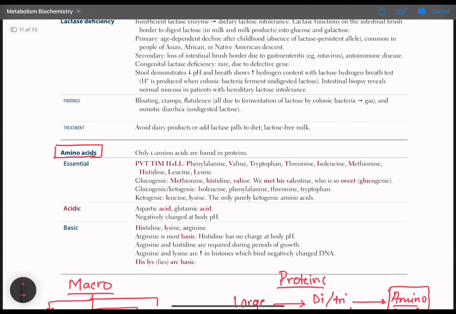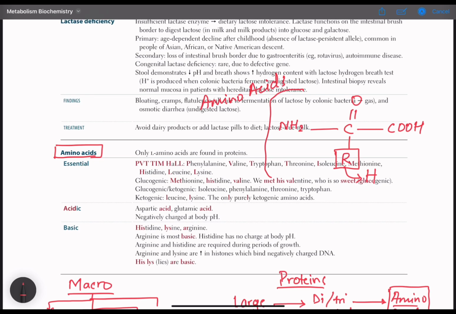Now what is an amino acid? An amino acid is a carbon structure consisting of two functional groups, a carboxylic group at one end and an amino group at another end, and an R side chain. This is the structure of an amino acid, and each amino acid differs from another by this R side chain. The simplest amino acid is glycine, in which there is a simple hydrogen instead of the R side chain.